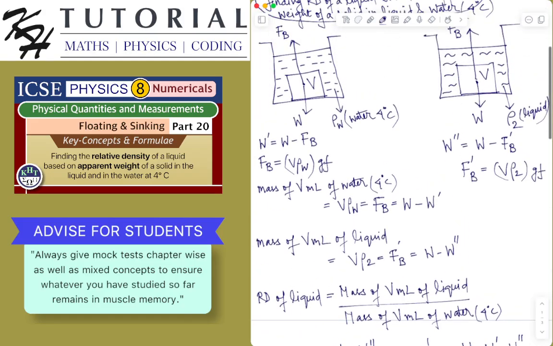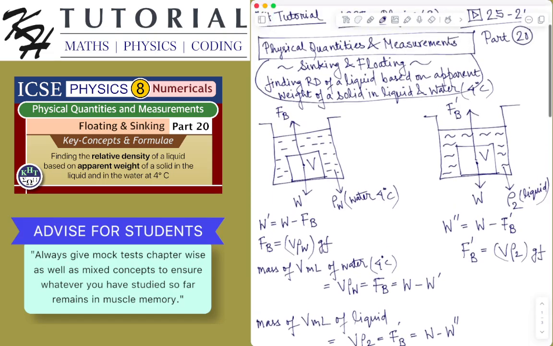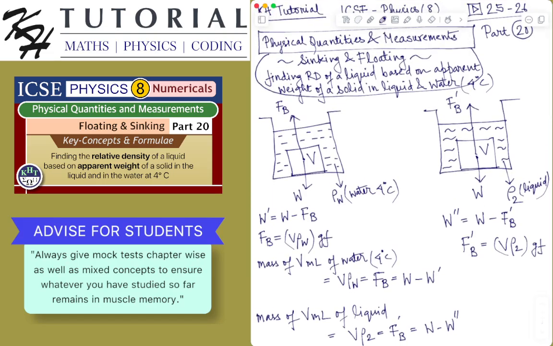I hope I was able to explain how we can find the relative density of a liquid using some solid body which is denser than both the liquid and water at 4 degrees centigrade. From the data of the weight of the solid body, its apparent weight in the liquid and water, or just the loss in weight of the body in the liquid and water, we can find the relative density of the liquid.